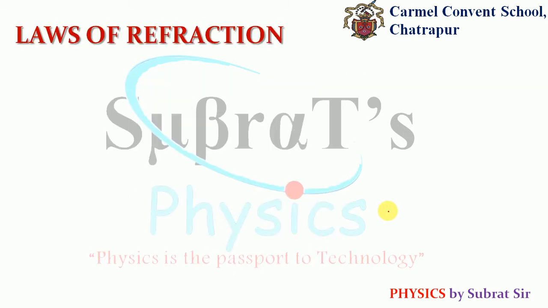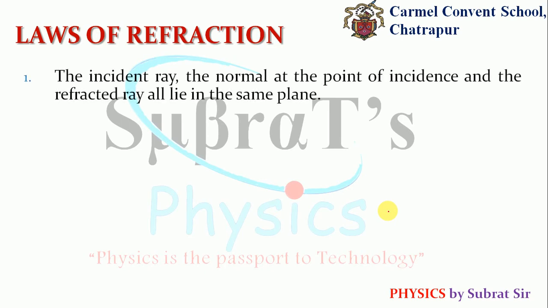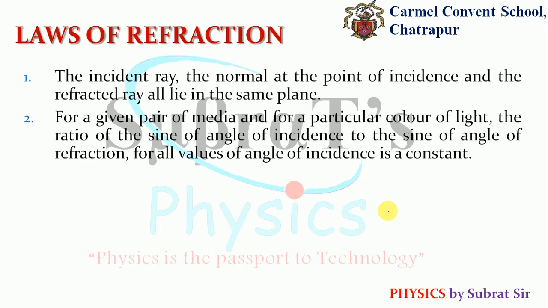Then we have the laws of refraction. The incident ray has two laws. The first one is: the incident ray, the normal at the point of incidence and the refracted ray all lie in the same plane. This is the first one. The incident ray, the normal at the point of incidence and the refracted ray all lie on the same plane. Then the second one is what?